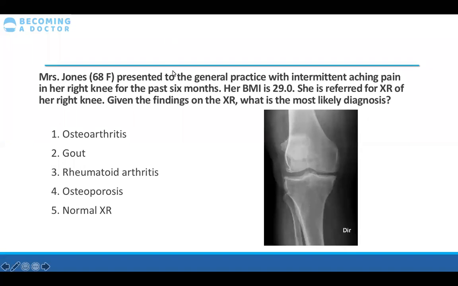Right. So in this question, you can see that she's a female. Being female is a risk factor for osteoarthritis, and so is being overweight. She's got intermittent aching pain. Well, that's not exclusive to osteoarthritis, but it points towards it. And the thing that really gives it away is the X-ray.